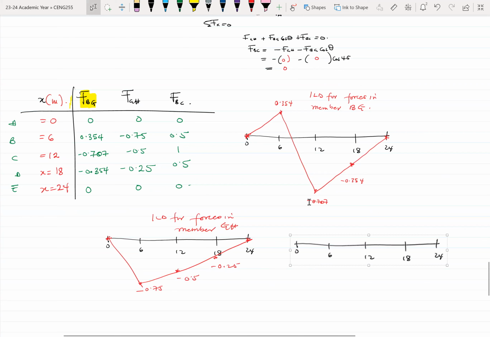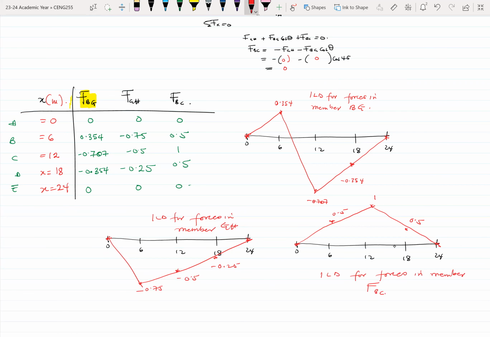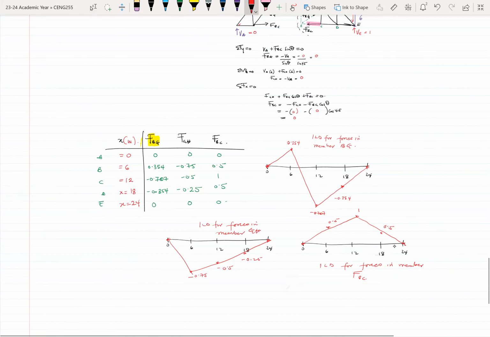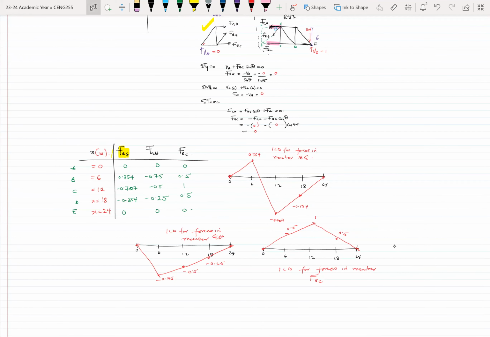For BC, it starts at 0, moves to 0.5, then goes to 1, comes back to 0.5, then 1, then 0 again. So it looks like this. This is 1, 0.5, 0.5. So this is the ILD for forces in member FBC. That's pretty much what we've done to give us this information.